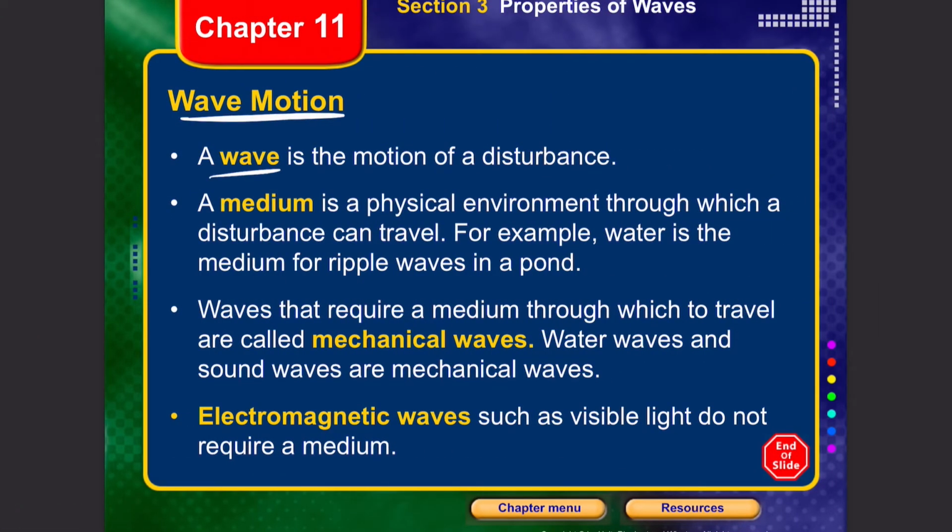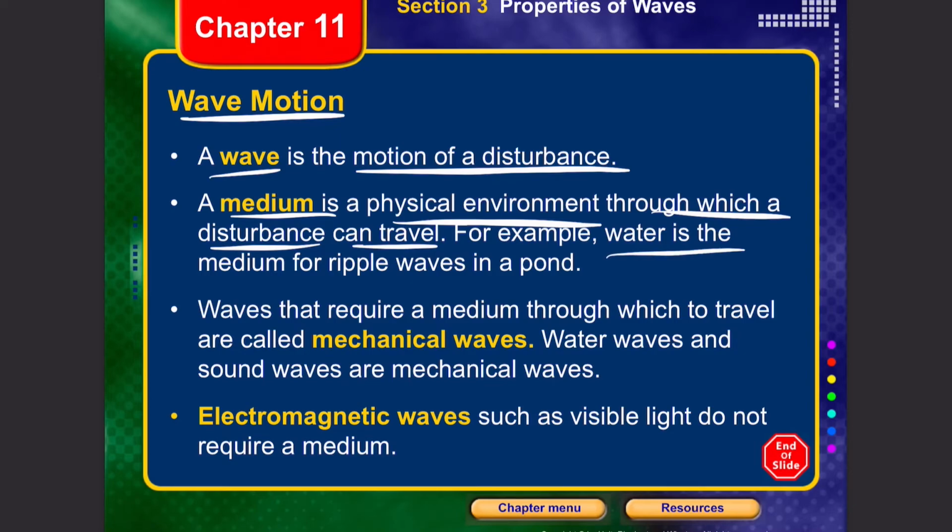So a wave is a motion of a disturbance. The difference between a wave and a vibration is that a vibration does not carry energy with it, but a wave does carry energy with it. So a medium is a physical environment through which a disturbance can travel. For example, water is the medium for ripple waves in a pond. And waves that require a medium through which to travel are called mechanical waves.